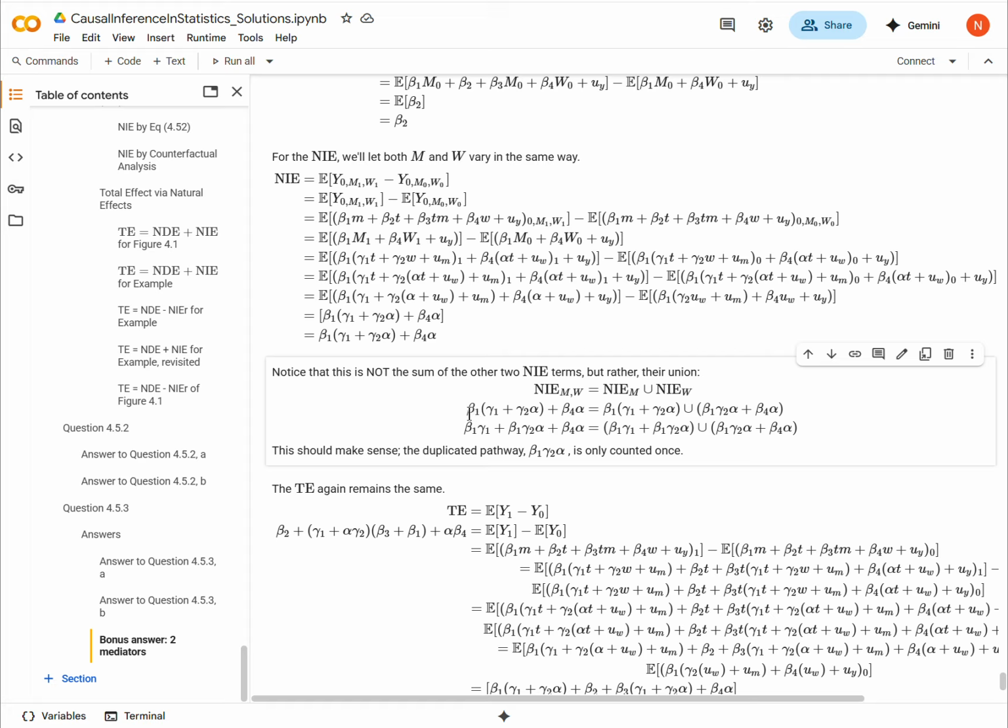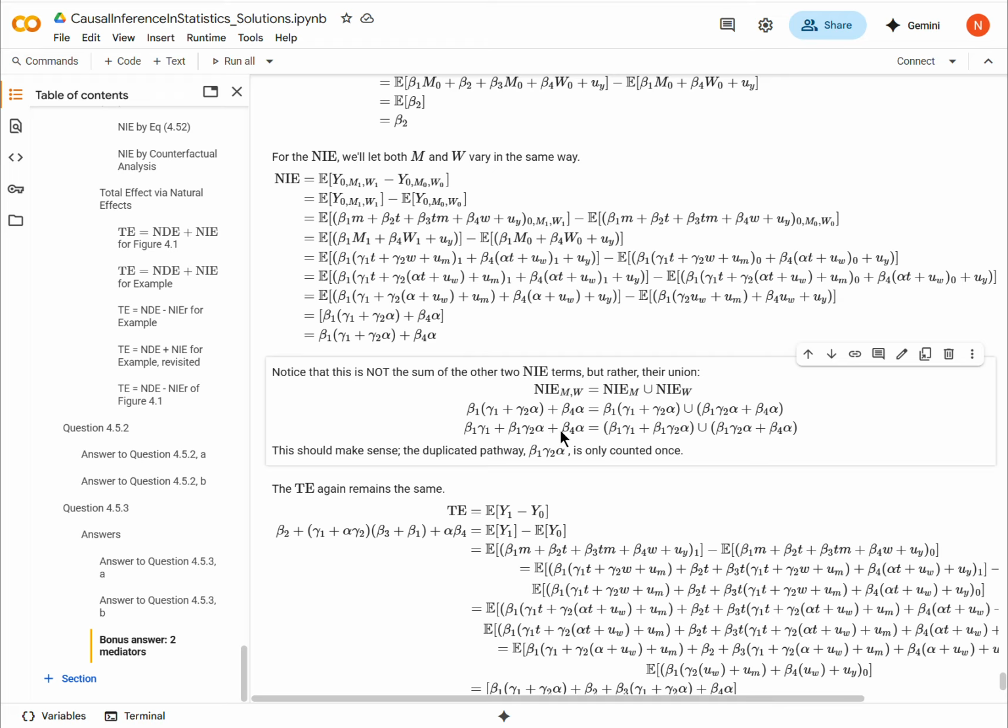And so to see that, I'm just going to expand the answer that we got there. So we get this. Okay, and so we see all of the terms. And so notice that the answer that we got for using both mediators was every unique term from the other two natural indirect effects, which is a gratifying result, right? So we see beta 1, gamma 1. Here's beta 1, gamma 1. Okay, and where did that come from? Well, that came from NIE sub M, I'm calling it.